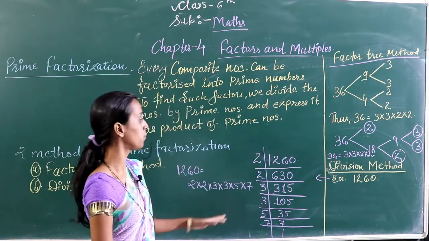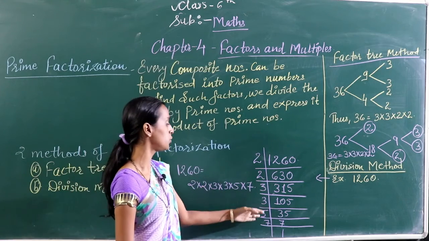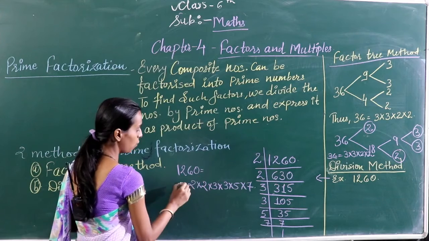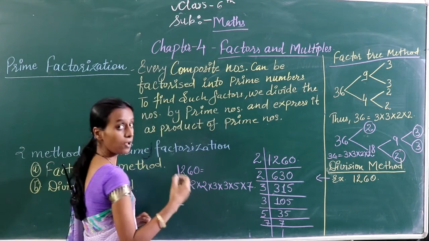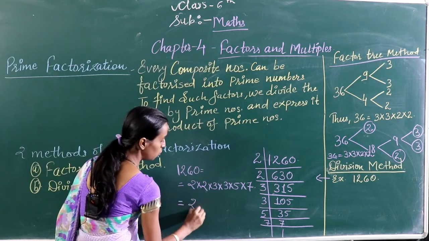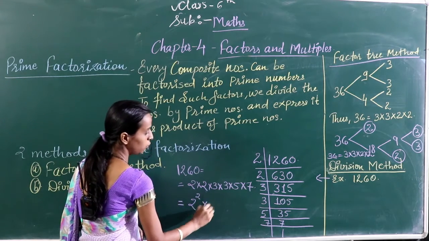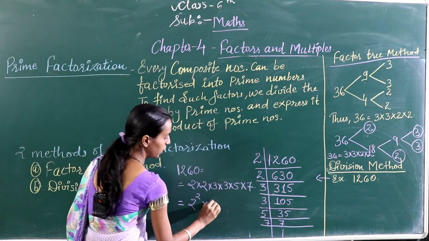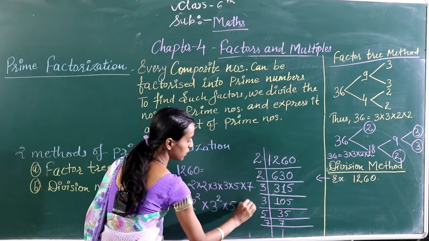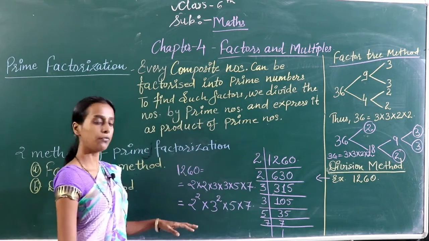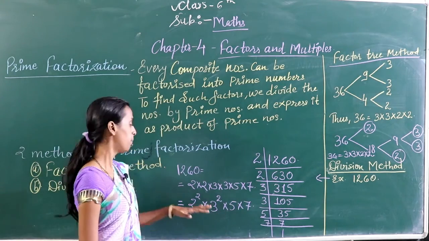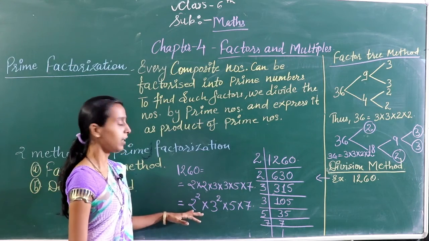Also in this type of question you have to write down the factors which you got in the form of exponents. All of you know exponents, so in the form of powers. So here 2 comes how many times? 2 times. 3 comes how many times? 2 times. So 3 to the power 2, into 5 is 1 time, into 7 is 1 time. So if anyone asks you to write it down in the form of exponents or in the form of powers, we have to write it down like this.